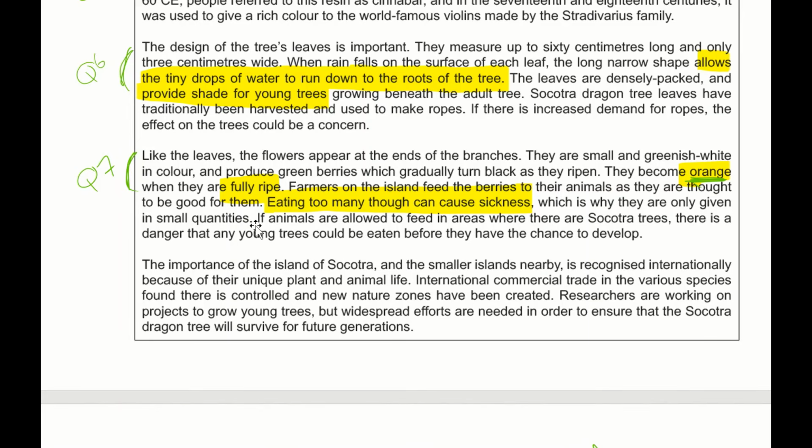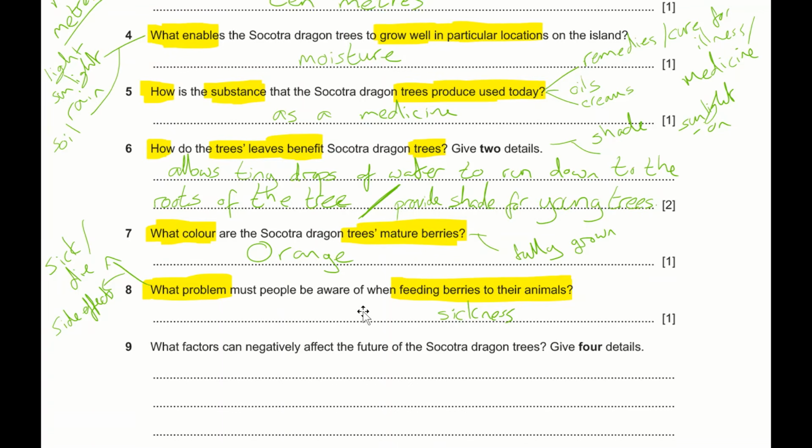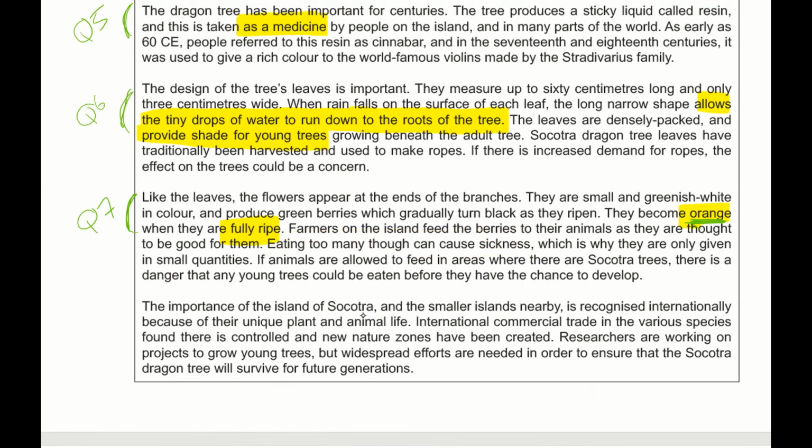Go back to the question. Which word do I want to look for? What problem? Eating too many can cause sickness. In fact, I'm going to get rid of all of this and just write sickness. That's the problem, because I try to write as few words as possible. So I'm just going to use this as my answer here: sickness. And that was question number 8.